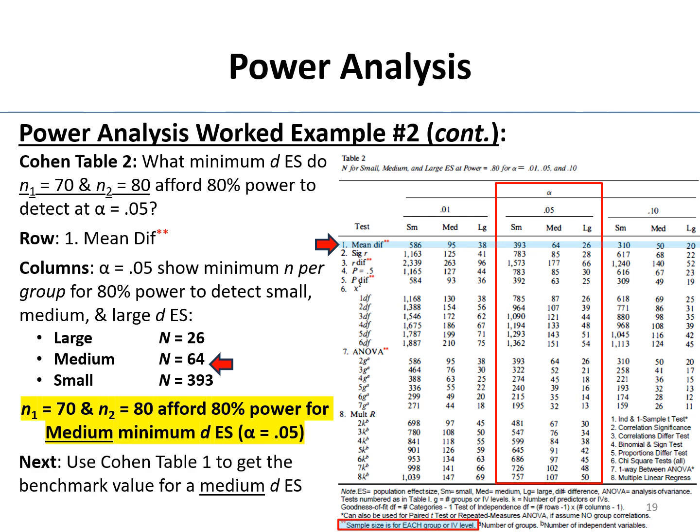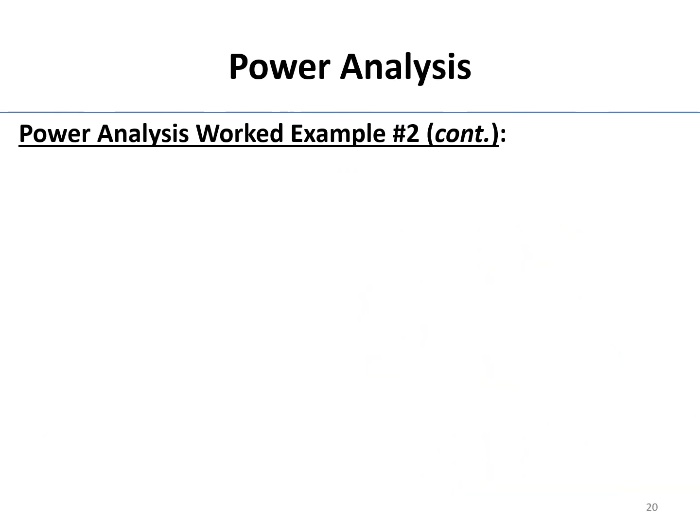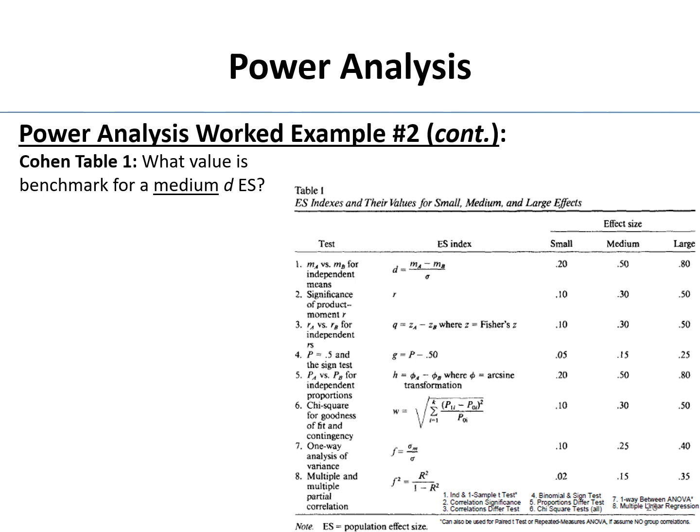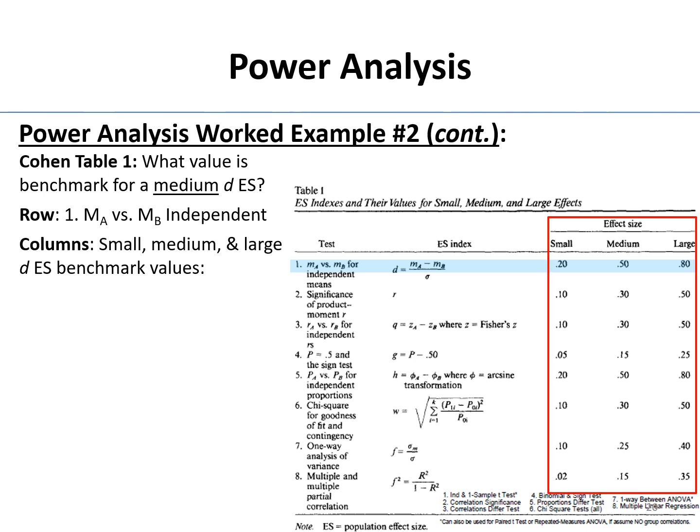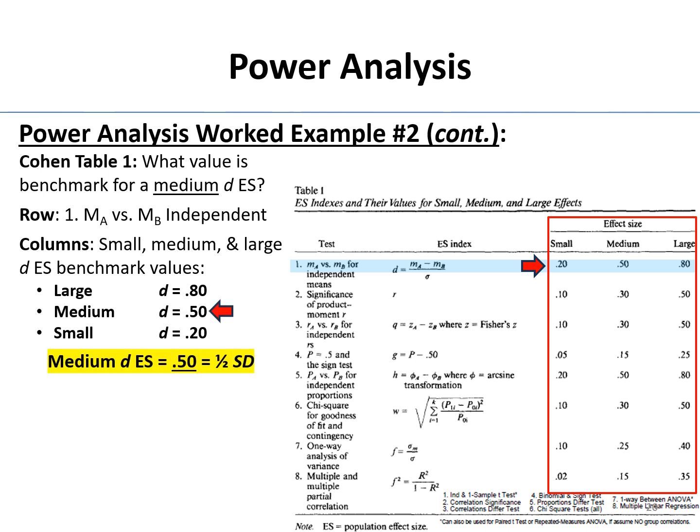We can use Cohen's table 1 to get some idea what is a medium difference in means. And so let's look that up, what the benchmark value is. So here's Cohen's table 1. We're going backwards this time. Row 1 again is the row for mean comparisons. There's our effect size benchmark values. So what the D, Cohen's D, is equal to. For a medium effect size, D is equal to 0.50.